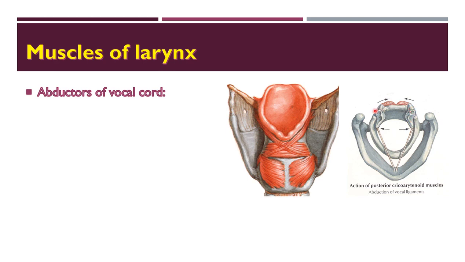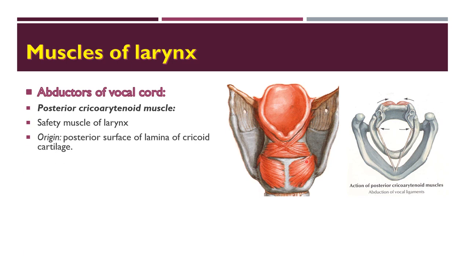So that is the muscular process. Now it is pulled backwards because the muscle is in action. You have the upper horizontal fibers and the lower vertical fibers. Okay, so upper horizontal and lower vertical fibers. So the origin is from the posterior surface of the lamina of the cricoid cartilage and the insertion is into the posterior surface of the muscular process of the arytenoid cartilages.